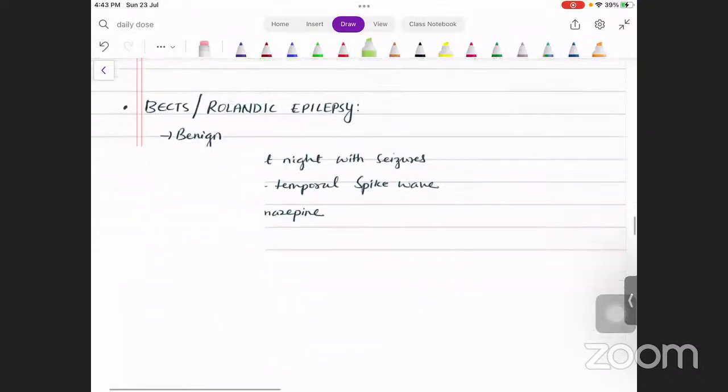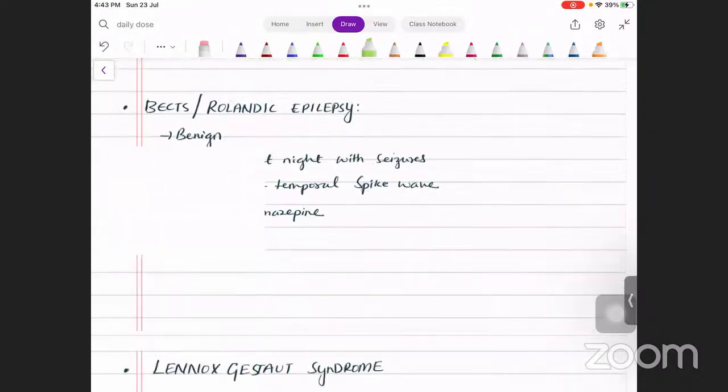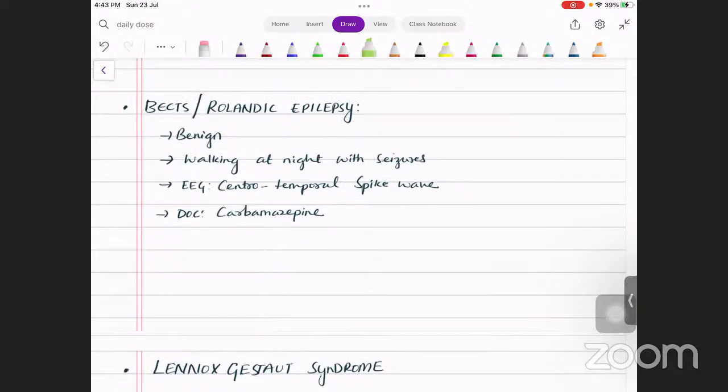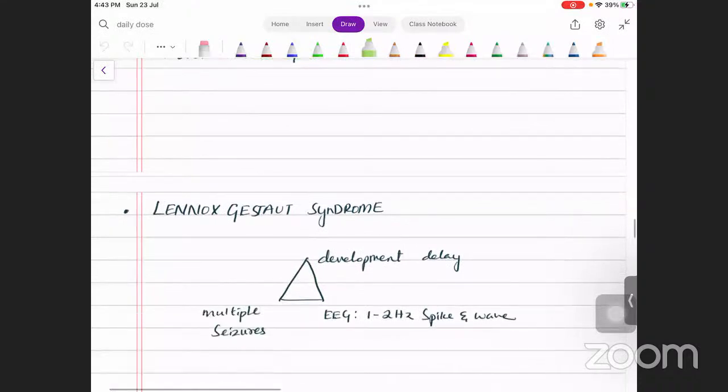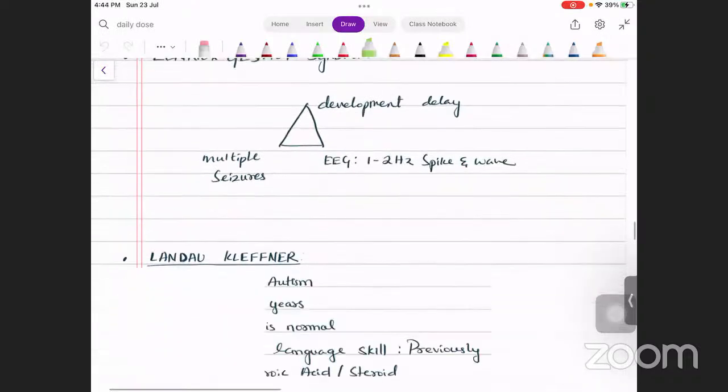Apart from that, Rolandic epilepsy, which is a benign one, with seizures at night, where EEG shows centrotemporal spike and wave appearance, and the drug of choice is carbamazepine. Then Lennox-Gastaut syndrome, where you may see multiple seizure types, EEG shows 1 to 2 hertz slow spike and wave appearance, and you may also see developmental delay.